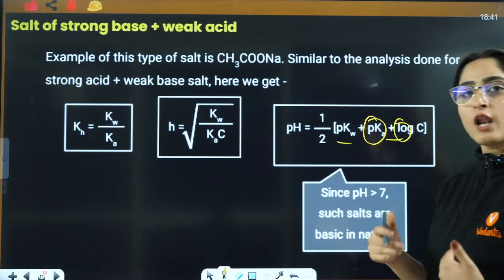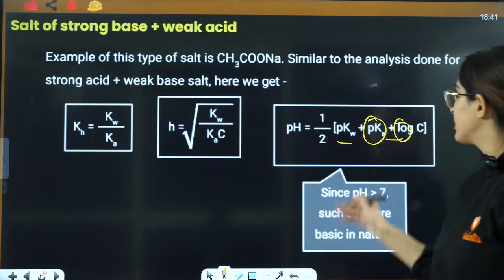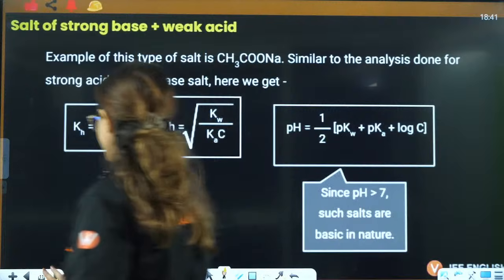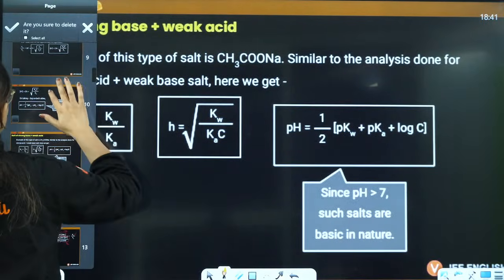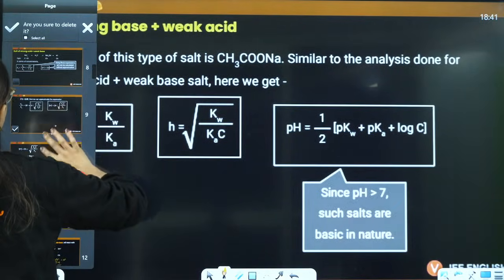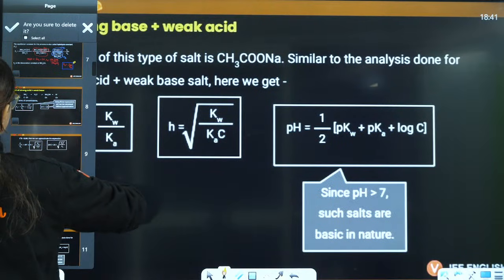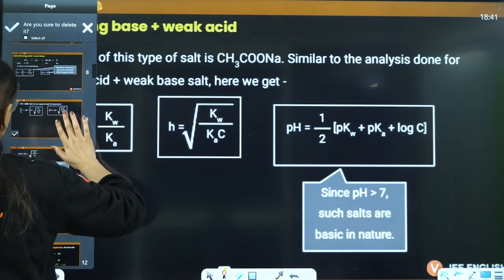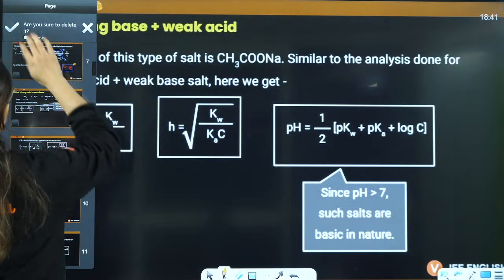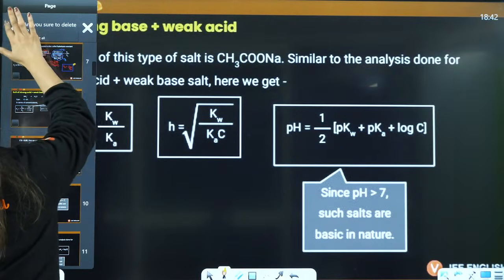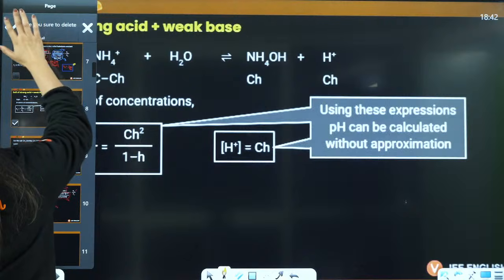I am not at all asking you to remember that. Remember that formula only. Why are you remembering this formula? So you don't have to do this. Right? Okay? Tell me everyone if that is understandable to all of you.